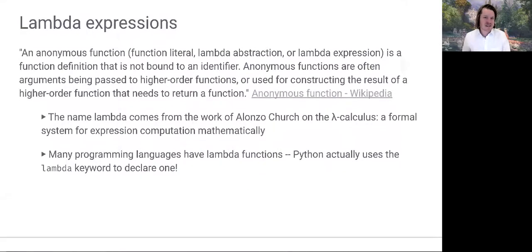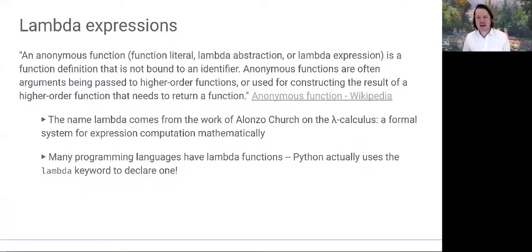I wanted to go ahead and start out with a definition, which I've taken from Wikipedia. So an anonymous function, also known as a function literal, a lambda abstraction, or a lambda expression, as we will call them, is a function definition that is not bound to an identifier. Anonymous functions are often arguments being passed to higher order functions or used for constructing the result of a higher order function that needs to return a function.